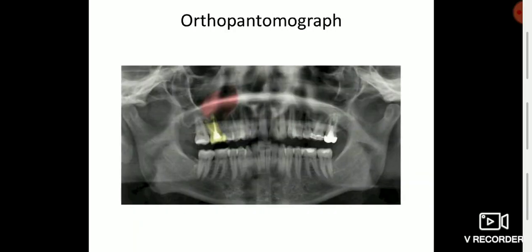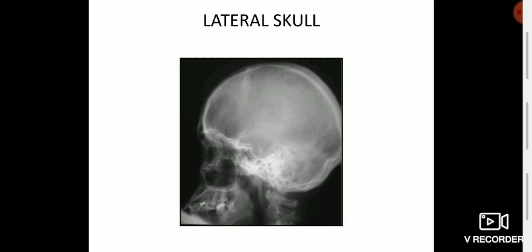This is your orthopantomograph and the reddish color shows your maxillary sinus. The yellow color is your maxillary first molar, and the maxillary sinus is situated above your maxillary first molar. This is your lateral skull showing your maxillary sinus, which is present above your maxillary molars.